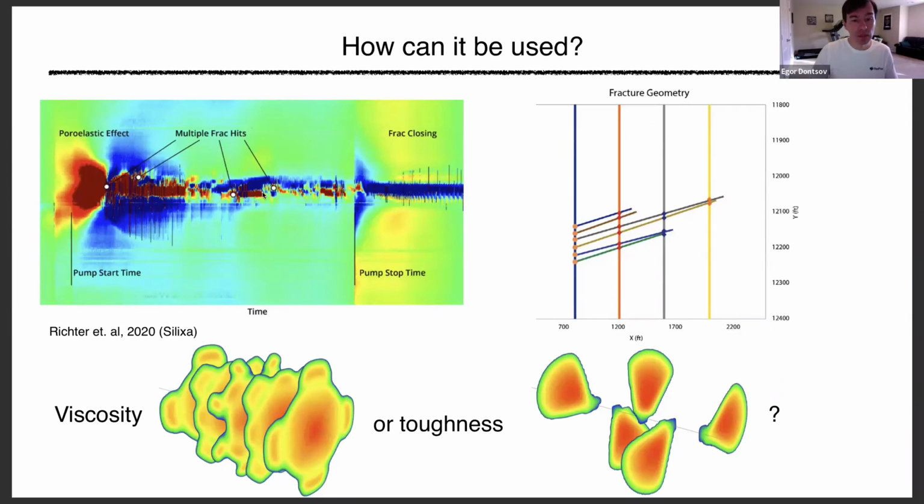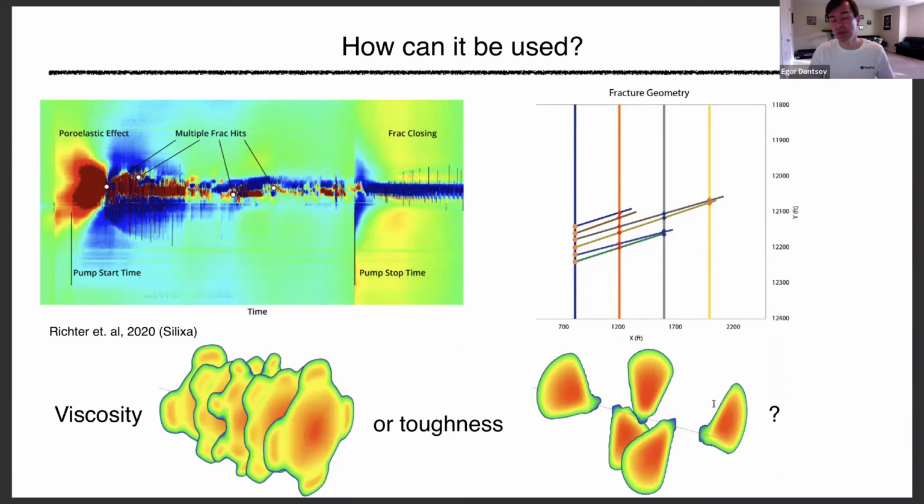And it probably means that we are not in the viscosity dominant regime, because otherwise all fractures would arrive at the same time. Again, all things being equal, because there are other things happening here. You have non-uniform erosion between the clusters. You have non-uniform property distribution. But again, assuming that all things are equal in this case, we are not in the viscosity dominant regime. But maybe we're in toughness.